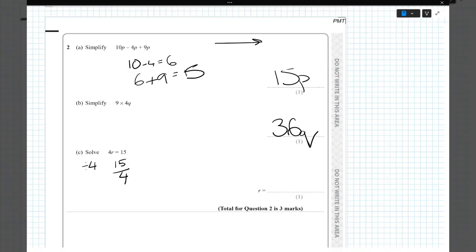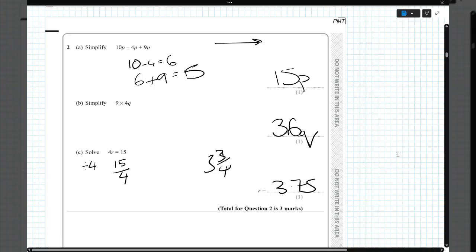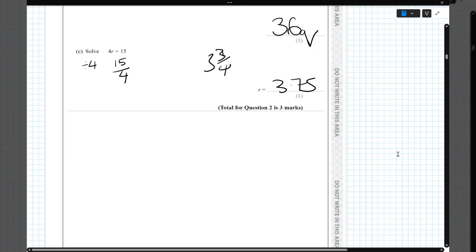I'm actually using a Casio CG50. If you've got the ClassWiz, you can just turn it into a decimal, but I'm fairly certain they will allow 3 3/4, and they'll allow 15 over 4. But yeah, you can use your function to change it. I've got to use S to D on my one.